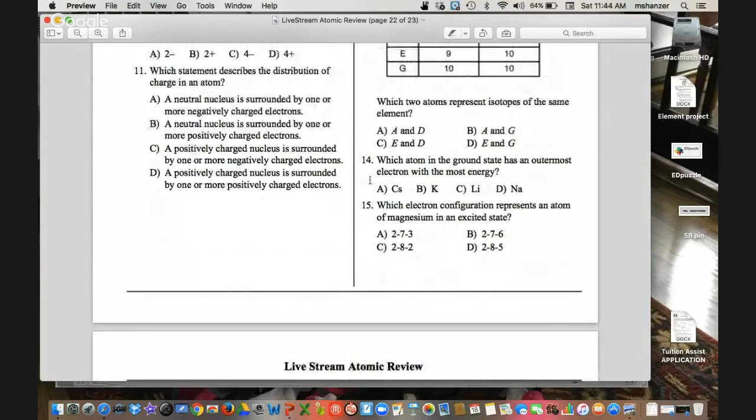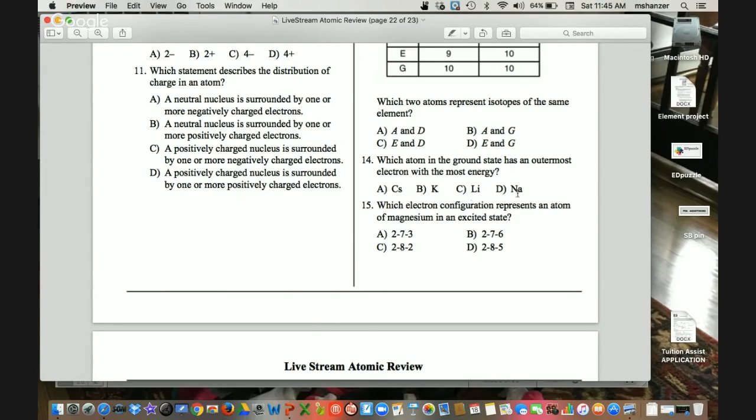Which atom in the ground state has an outermost electron with the most energy? So this goes back to what I was talking about before. The electrons that are furthest from the nucleus are going to be the ones that possess the most energy. If we look at this, we can see that lithium is in period 2. It only has 2 shells. Sodium has 3 shells. Potassium has 4 shells. And cesium has 6 shells. So the correct choice is going to be cesium, because those are the atoms that have electrons that are furthest from the nucleus. Therefore, those electrons will have the most energy.